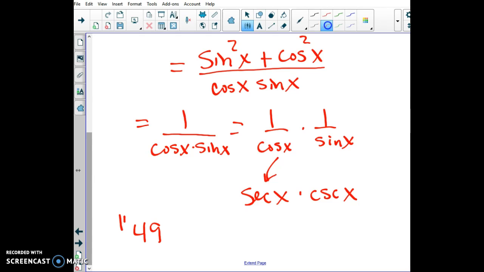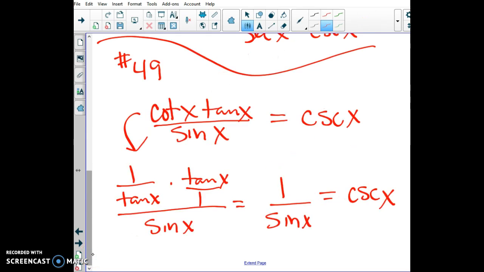Let's go ahead and try problem 49 and come right back here. So 49 comes in a nice, neat package. We start with cotangent times tangent. Let's go ahead and change that to its reciprocal. 1 over tangent is the same as cotangent. Times tangent leaves us with 1. In the denominator we have the sine of x, and we know 1 over sine x to be cosecant x.